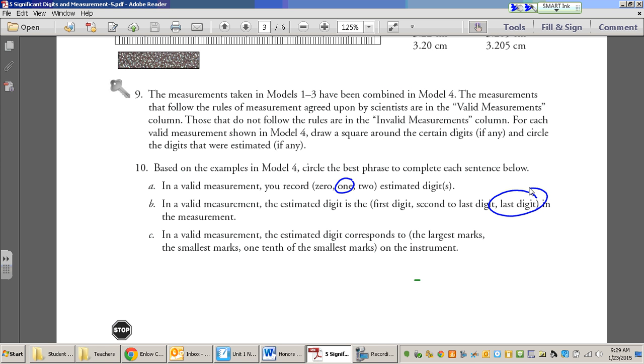Is the estimated digit the smallest marking? No, it's what? Well, Sam? Right, it's past the smallest one, because you know for sure where it is on the smallest marking. You have to estimate 1/10 of that, and the only reason it's 1/10 is because there's one decimal place back, because decimals are in tenths of each other. So 1/10 of the smallest, okay?